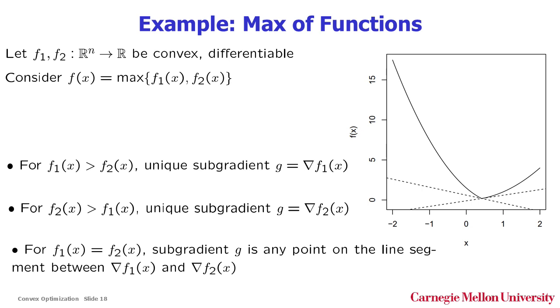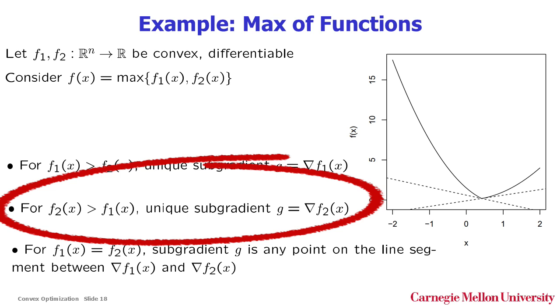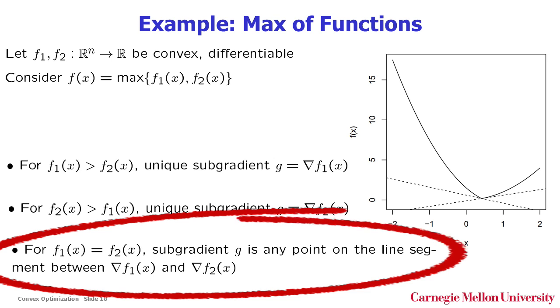It's clear that if f1(x) is strictly bigger than f2(x), then the max function at x is f1(x), and the max function is differentiable at x, and we have a unique subgradient, which is the gradient of f1(x). Similarly, if f2(x) is strictly bigger than f1(x), then the gradient of the max function at x is the gradient of f2(x). The interesting case is when f1(x) equals f2(x).